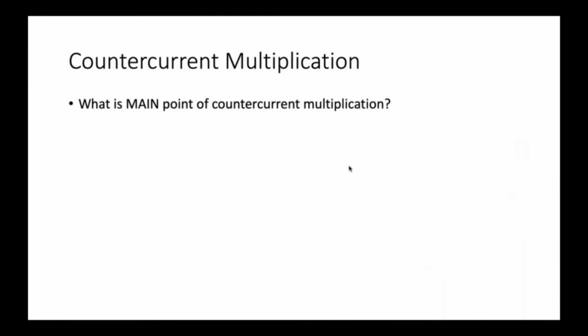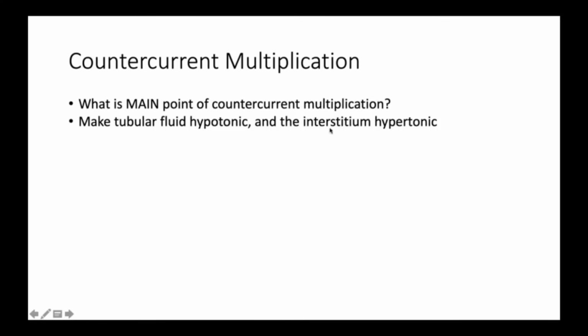So let's start with everyone's favorite concept, countercurrent multiplication. Adriana, do you happen to know what the main purpose of countercurrent multiplication is? The main point of countercurrent multiplication would be to create a gradient where you can absorb free water in the collecting tubule. Yeah, that's really good. Exactly. So basically to make a gradient across the interstitium. So the interstitium becomes hypertonic, and the tubular fluid becomes hypotonic. This is the main point.